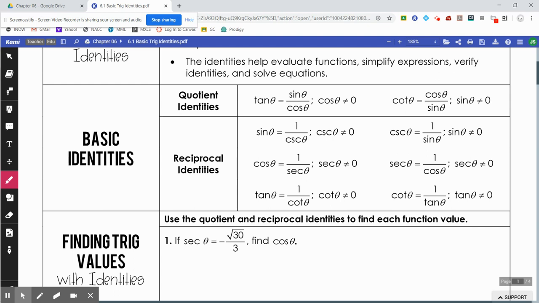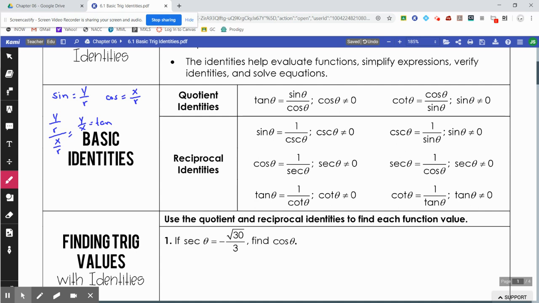If you remember from the last section, the sine of a function is equal to y over r, and cosine was equal to x over r. Now, if you were to do sine over cosine, you'd get y over r over x over r. When you flip and multiply it, you would get y over x. And if you remember, y over x was equal to tangent. So therefore, that brings up our first quotient identity. The tangent of a function is equal to sine over cosine.